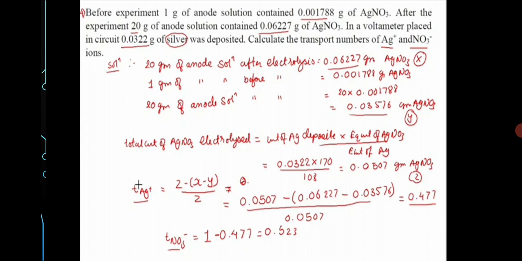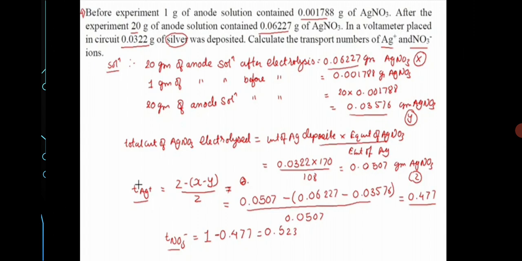Solution. 20 gram of anode solution after electrolysis is equal to 0.06227 gram of AgNO3. 1 gram of anode solution before electrolysis contains 0.001788 gram of AgNO3. So 20 gram of anode solution contains 20 into 0.001788, which is equal to 0.03576 gram of AgNO3. Total amount of AgNO3 electrolyzed is equal to the amount of Ag deposited into the equivalent weight of AgNO3 divided by the equivalent weight of Ag. Weight of Ag deposited, 0.0322 into 170 divided by 108, is equal to 0.0507 gram of AgNO3.